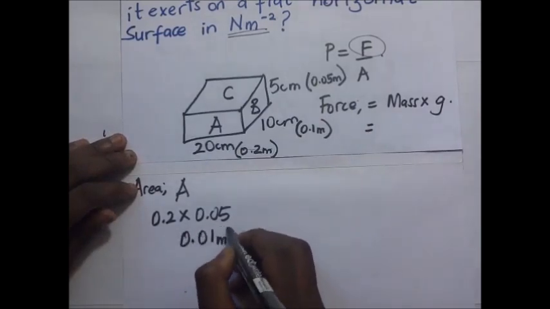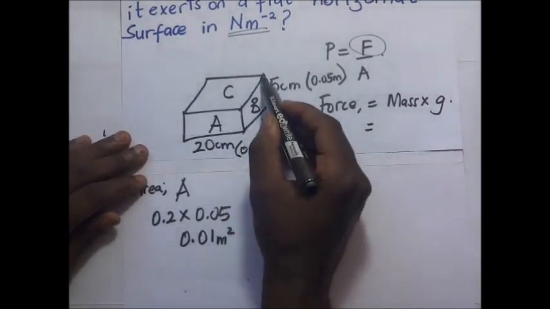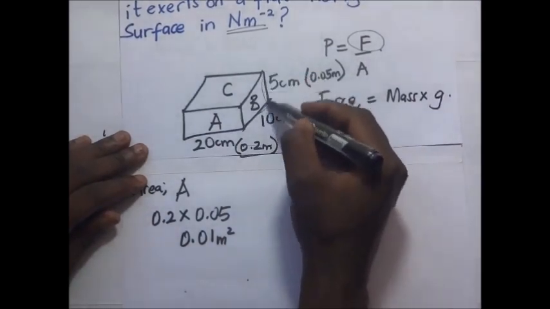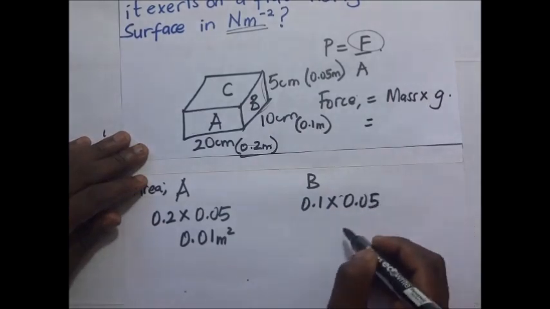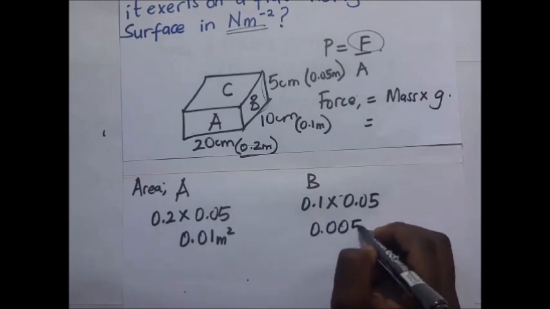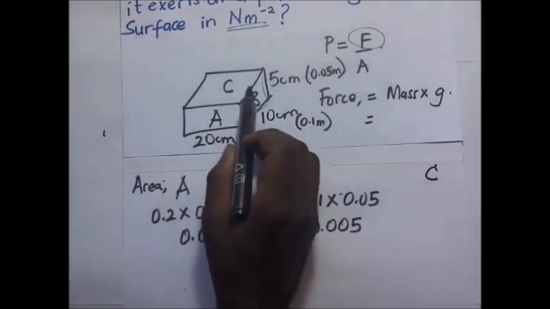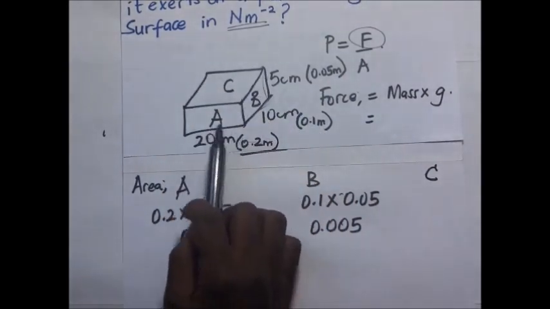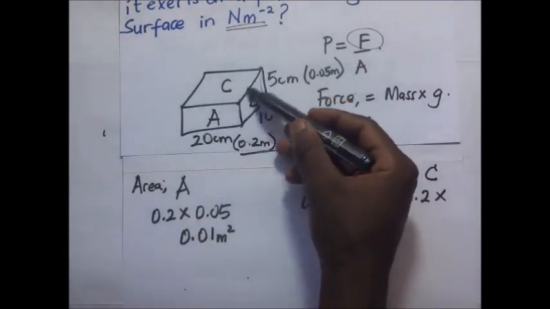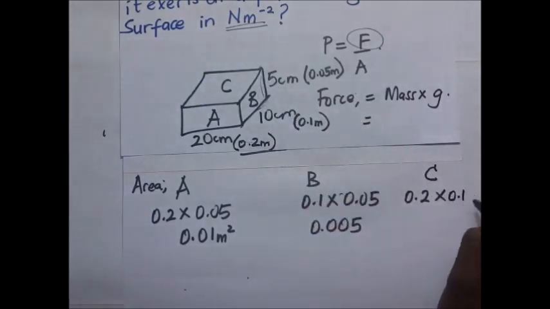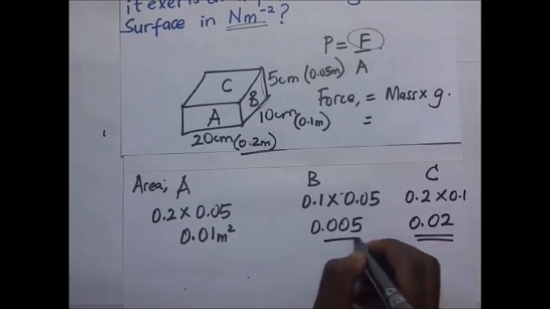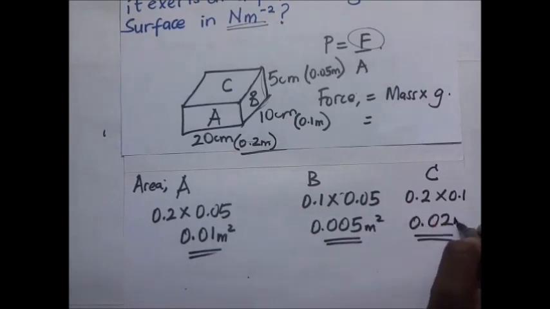0.01 meters squared. So the area of face B, which is that one, is going to be length, which is 0.1, times that, which is 0.05. And right here we are going to end up with 0.005. Then face C is going to be length, which is 0.2. Multiply that by the width of this, which is going to be 0.1. Now 0.2 times 0.1 is 0.02. This is meters squared and that is meters squared.